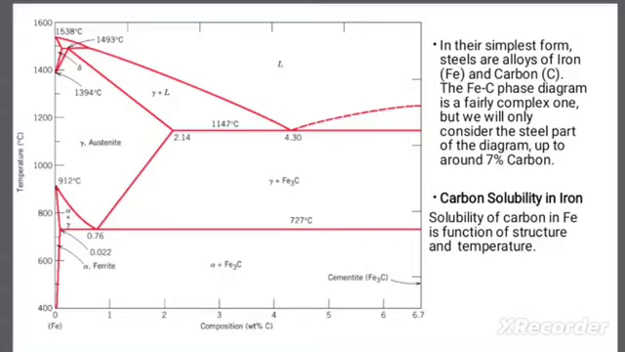We have already seen that two allotropic transformations take place, that is from delta to gamma and gamma to alpha. So two allotropic transformations take place in this iron carbon diagram, one from delta to gamma and gamma to alpha. Okay, so these are the two allotropic transformations, which are very important.